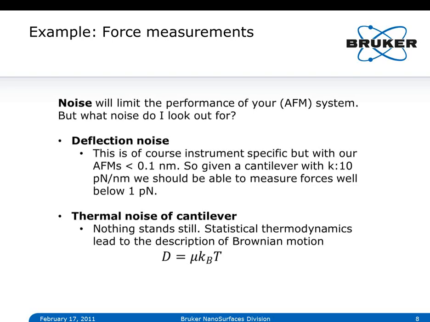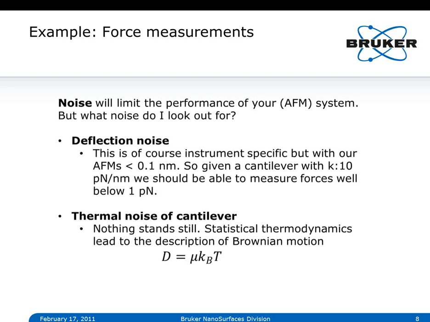So when we talk about noise in your AFM, probably what you want to look at is deflection noise, and that is of course an instrument-specific measurement. But with our Bruker AFMs, it's typically below 0.1 nanometer or 1 angstrom. So given that you can have a cantilever with a spring constant of, let's say, 10 piconewton per nanometer, you should be well able to measure forces below 1 piconewton if you just apply Hooke's law here. However, there is something that is often overlooked, and that is the thermal noise of the cantilever.